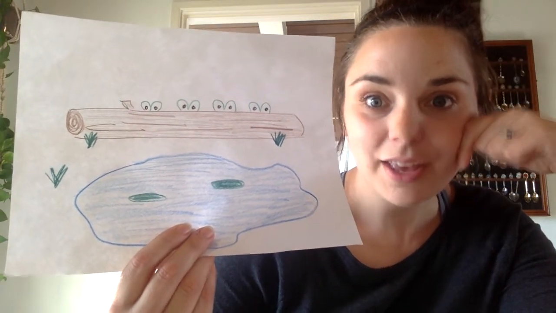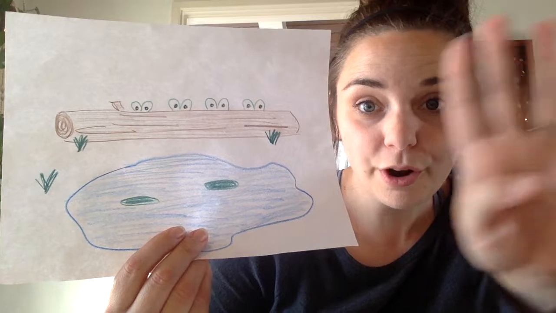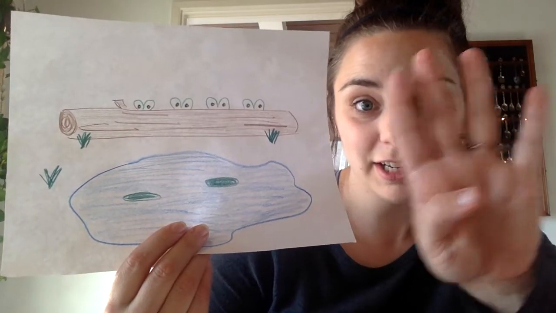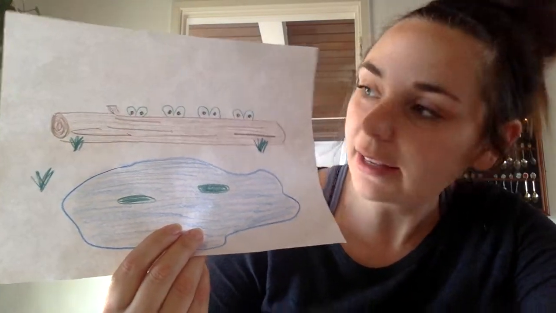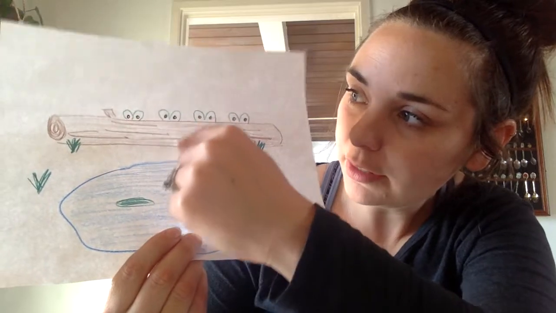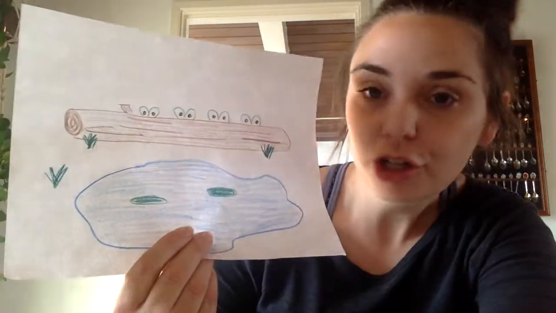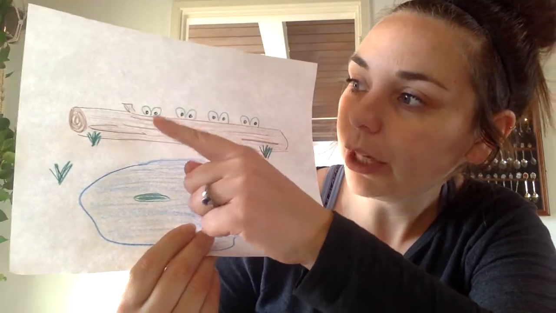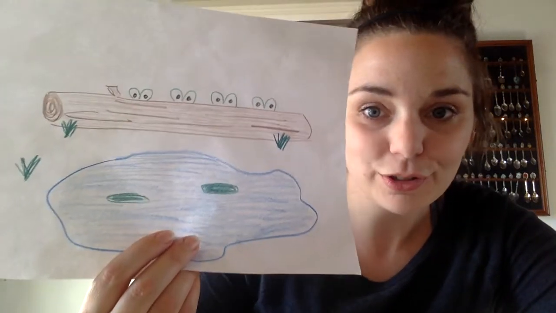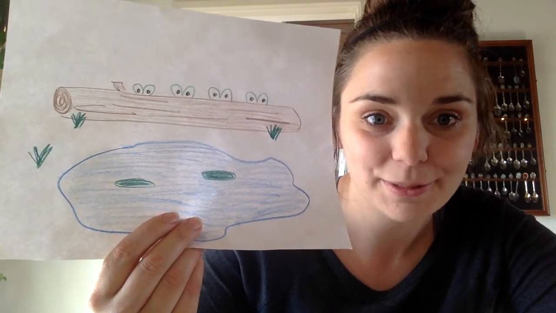All right, there are 4 frogs behind the log because each frog has 2 eyes. So this would be a frog, this is a frog, this is a frog, and this is a frog. So 1, 2, 3, and 4 frogs with 2 eyes each. Good job.